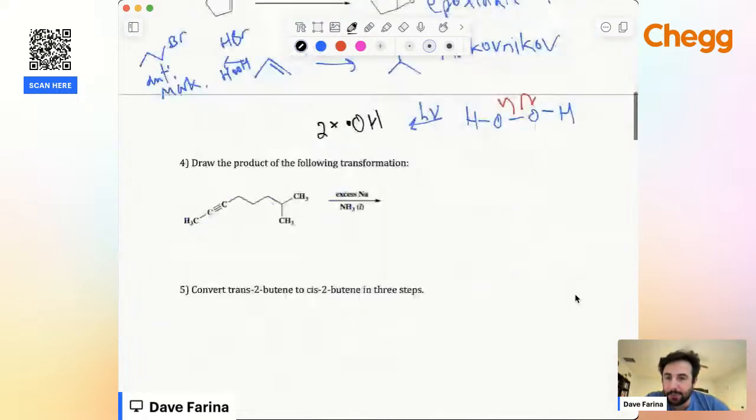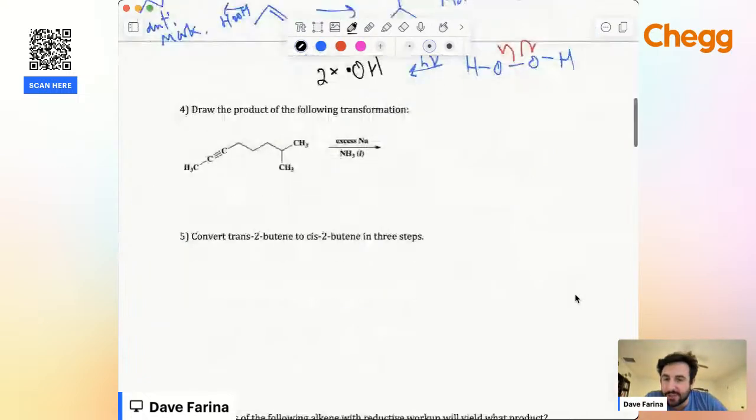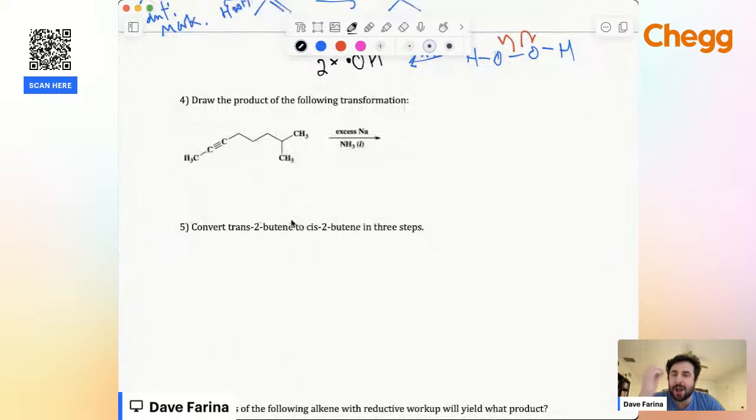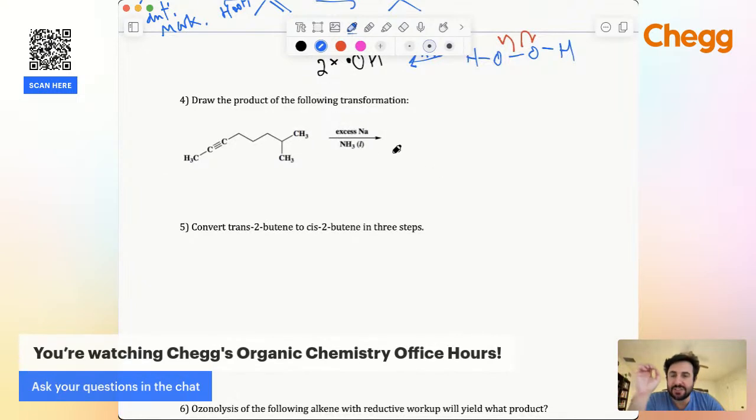Okay. Number 4, draw the product of the following transformation. So we have an alkyne, and then what are these conditions here? We have excess sodium and liquid ammonia. So this is a flashcard reaction. We're going to want to just memorize these conditions and know that this is how we go from the alkyne to the alkene.